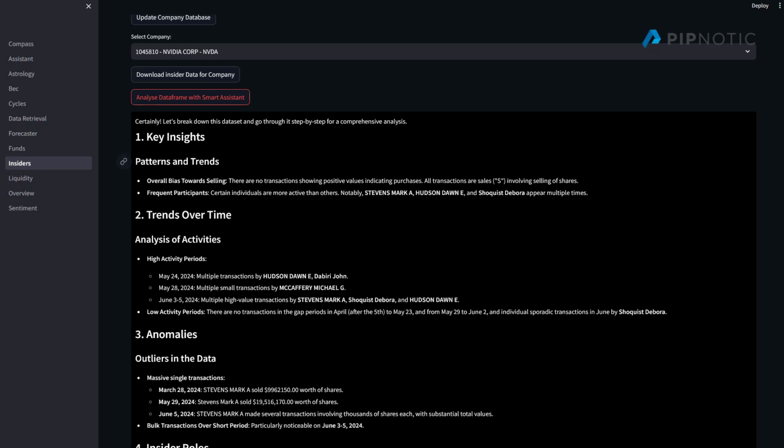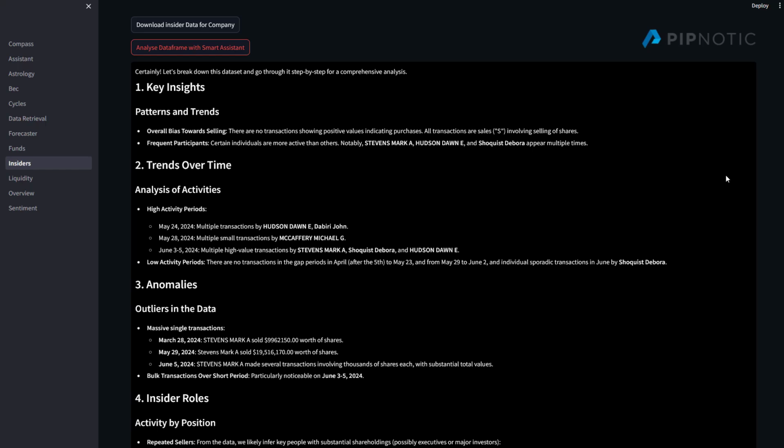And then patterns and trends. Overall bias towards selling. There are no transactions showing positive values indicating purchases. All transactions are sales. Frequent participants: certain individuals are more active than others, notably Mark Stevens and Dawn Hudson and Deborah Shoquist appear multiple times. So these guys are really selling.